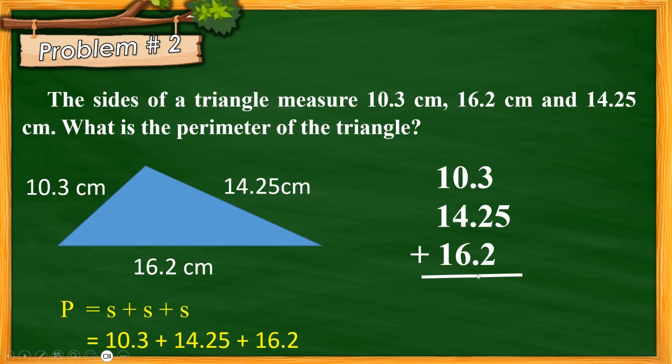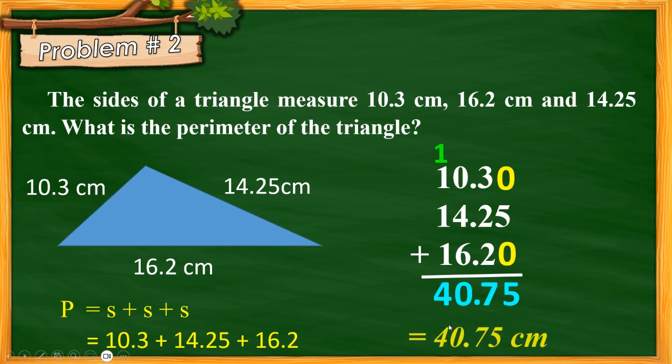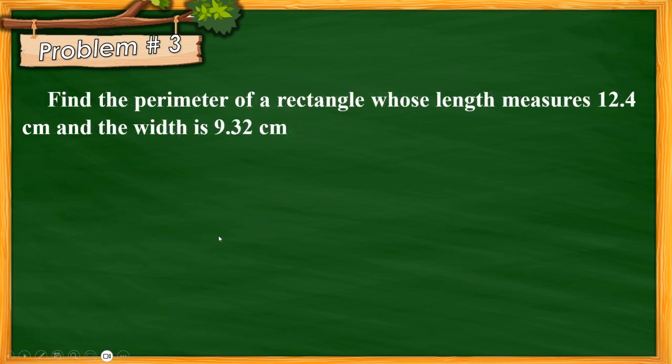So align these three numbers in column. Make sure the decimal points align vertically, and then add 0 if possible to make the three numbers have the same number of place values. So let's perform the operation. The operation is addition. So 0 plus 5 plus 0, the answer is 5. 2 plus 2 plus 3, the answer is 7. And then we have 6 plus 4 plus 0, the answer is 10. We regroup 1. And then 1 plus 1 plus 1 plus 1, the answer is 4. And then affix the decimal point. Therefore, the perimeter of the triangle is equal to 40.75 cm.